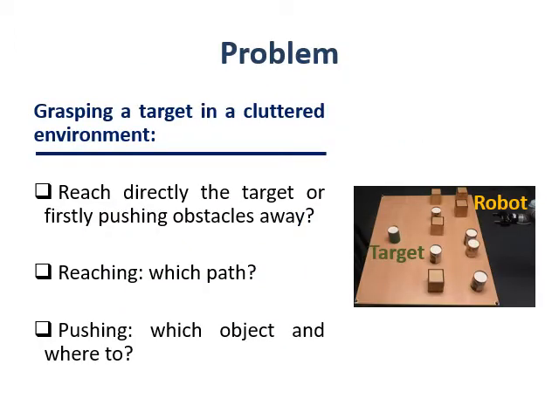Imagine grasping a tub of yogurt at the back of a cluttered fridge shelf. This is an easy task for humans to do. Even very young children can do this. We may think of high-level questions like whether to directly reach the target or firstly to push some objects away. Reaching directly, which path to go through, and pushing an object, which one and where to.